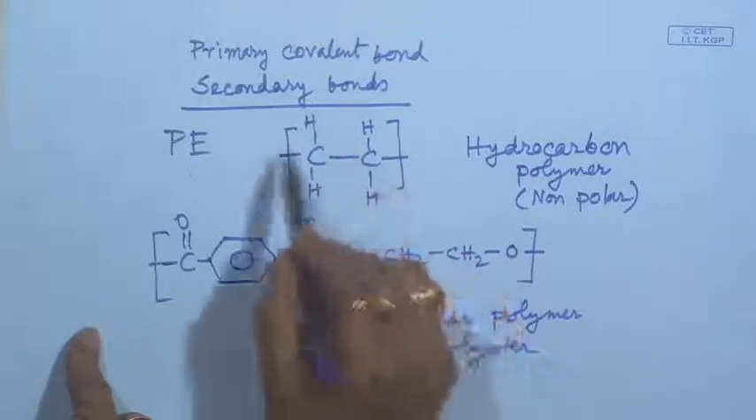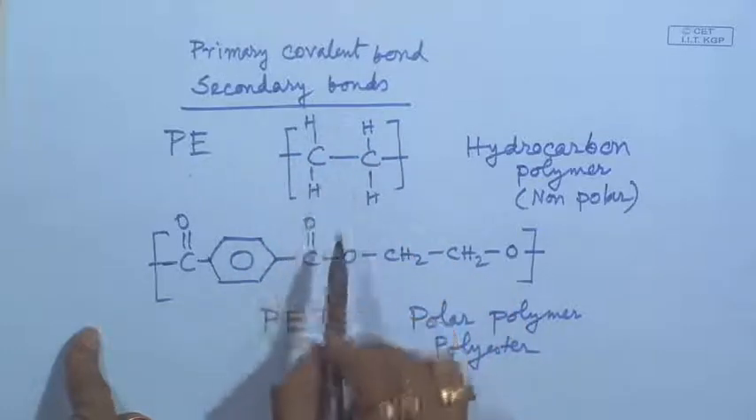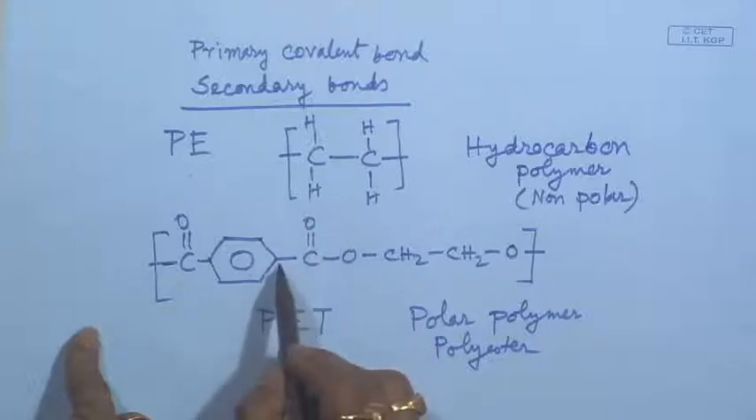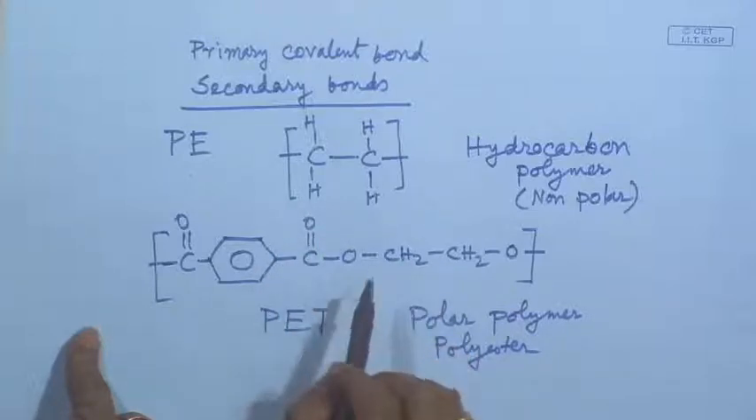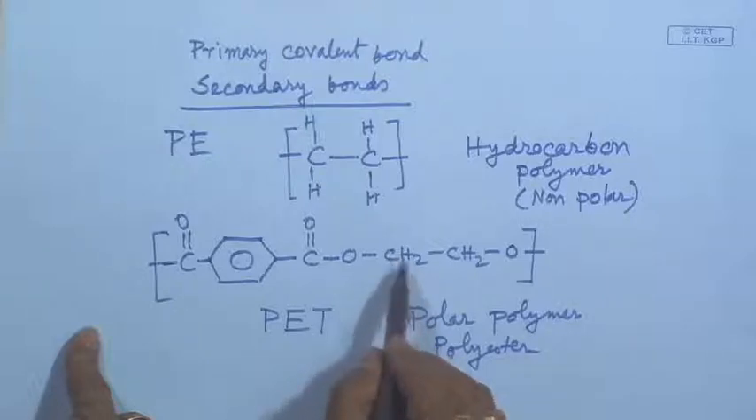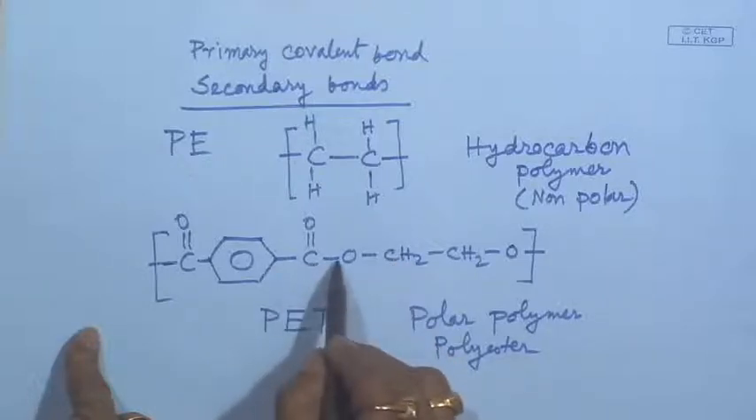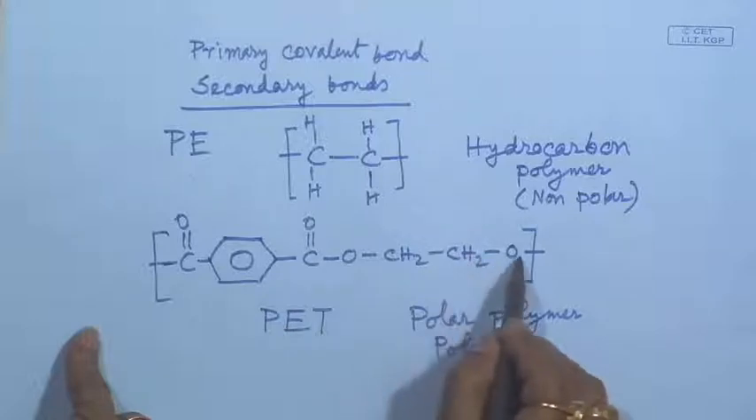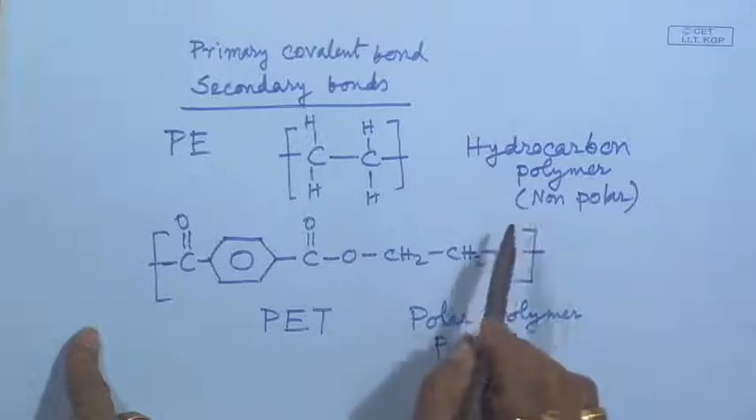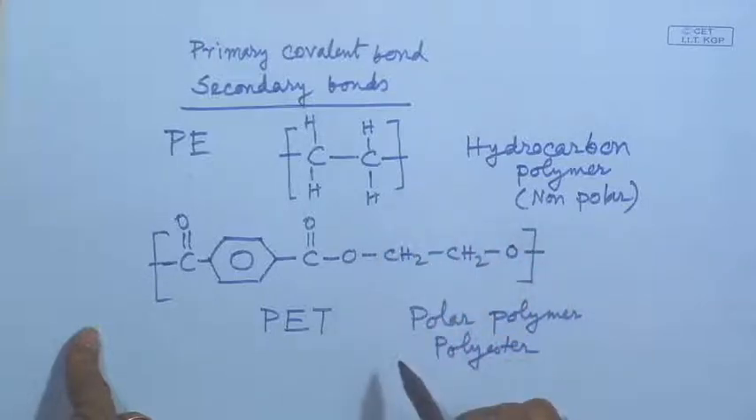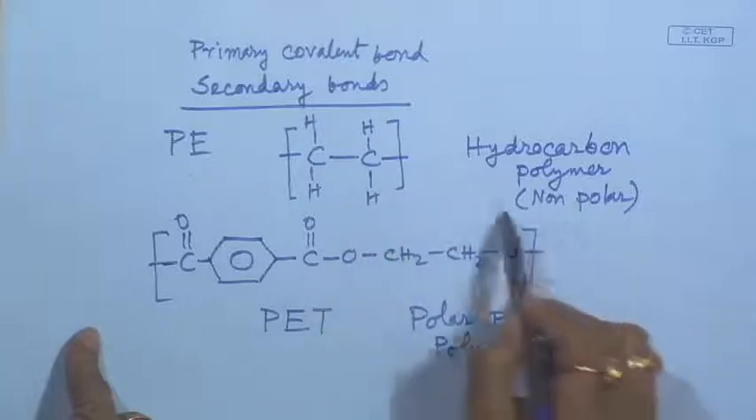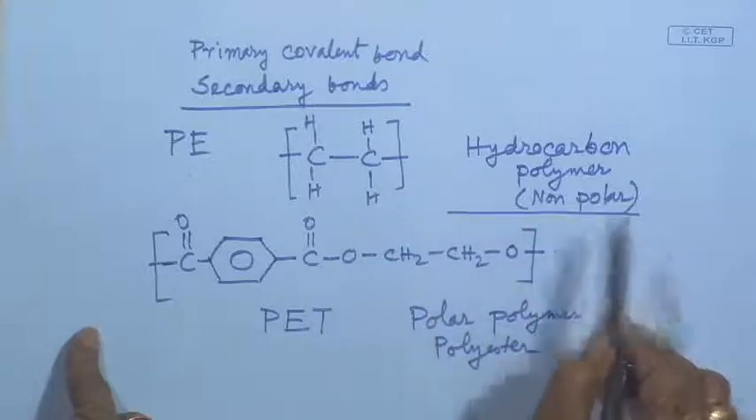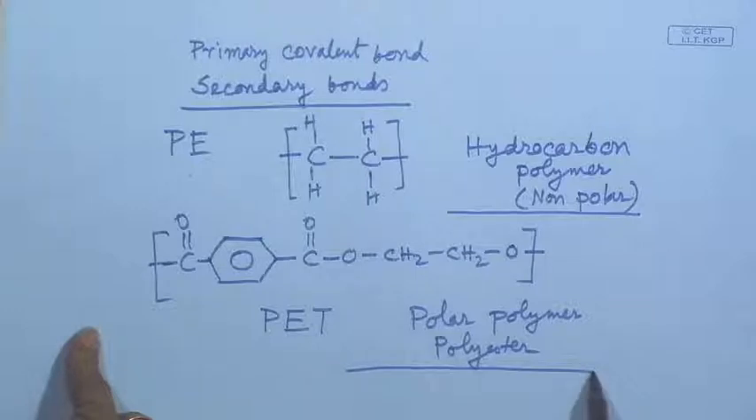If we compare the nature of bonding between these two polymers, apart from carbon to carbon bonds and carbon to hydrogen bonds, there are bonds like carbon to oxygen single covalent bond, and carbon to oxygen double bond, and carbon to oxygen single bond in the backbone chain. So, the degradation performance of these two polymers is totally different. This polymer is considered a non-degradable polymer in the environment, this is a degradable polymer in the environment.